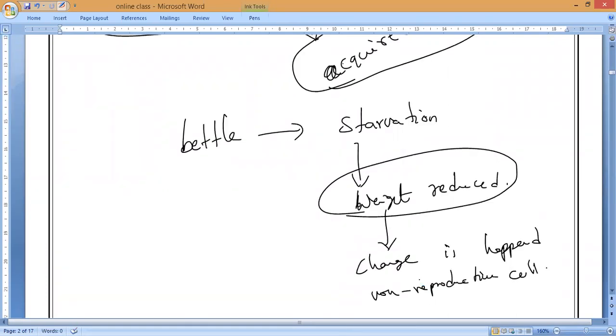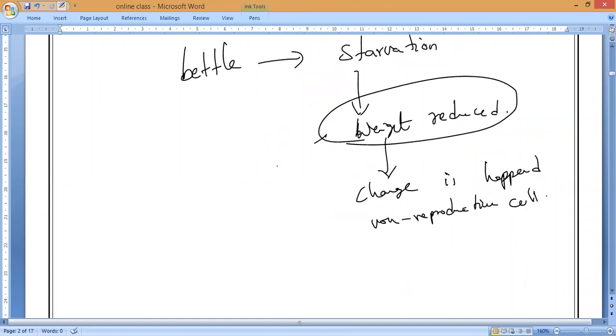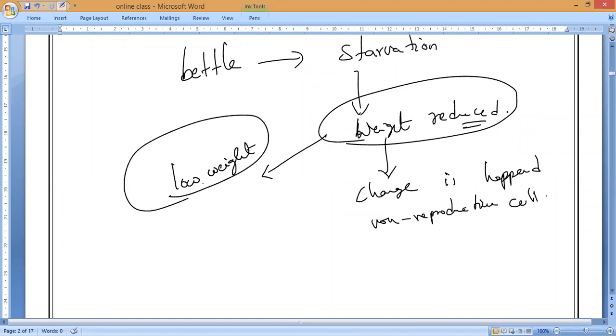What is the acquired trait in the beetle because of starvation, guys? Anybody? What is the acquired trait? Low weight, or weight reduced. This is happening because there is no change in the DNA or the gene, so it is called an acquired trait. Now, for example, suppose the parent beetle will engage in sexual reproduction after losing its weight. Will the babies also get low weight? Please respond. Will the babies also get low weight?